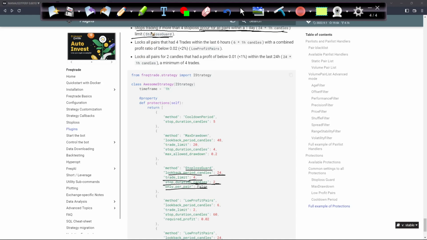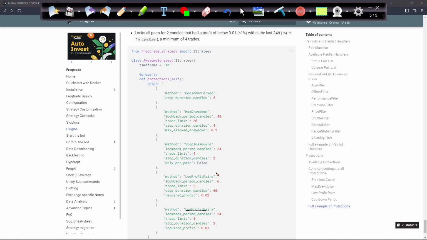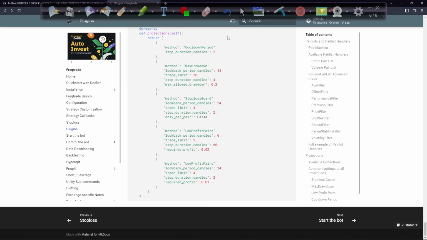Now we go ahead with lock pairs, low profit pairs, which locks all pairs that had 4 trades within the last 6 hours with a combined profit ratio of below 2%. Now this low profit pairs locks all pairs for 2 candles that had a profit of below 0.01, which is 1%, within the last 24 hours, with a minimum of 4 trades. So that's a good protection there.